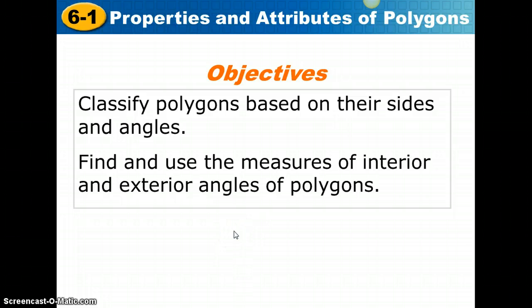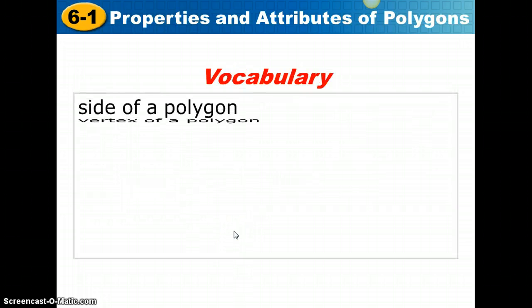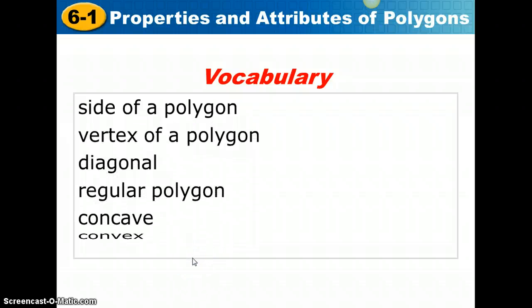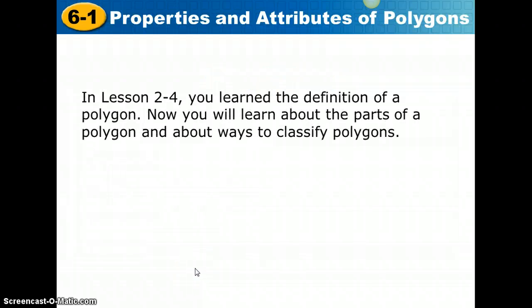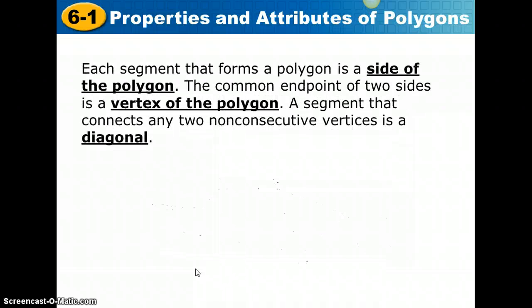All right, again, here are your objectives that I mentioned just a moment ago. And here's the vocabulary that we will discuss in this lesson: side of a polygon, vertex of a polygon, diagonal, regular polygon, concave, and convex. Now remember, we defined what a polygon was back in lesson 2.4. All right, now we're going to learn about the parts of a polygon and about ways to classify them.